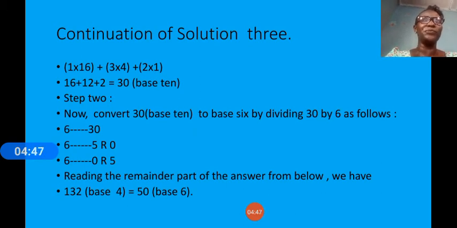Step 2. Though your 30 is in base 10, so taking step 2, we are going to be having 30 divided by 6 to give us our answer in base 6. So 6 into 30, you have 5 remainder 0. 6 into 5, you have 0 remainder 5. And this will give us our final answer as 50. That is when you read the remainder part from below. So 132 in base 4 is equal to 50 in base 6.